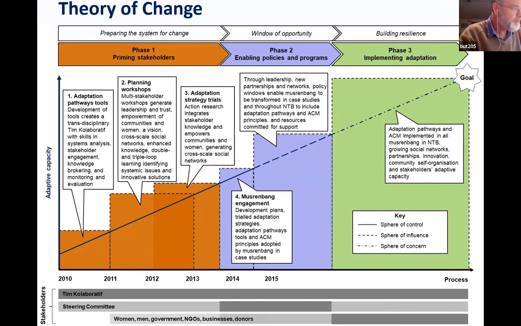And the blue line basically shows, going from left to right, how we anticipated that the adaptive capacity of the system that we were dealing with would increase with time as a result of our activities. The dark solid blue line indicates where we had our sphere of control. That was our project, basically. And then we had some influence over phase 2, and then we had very little influence, but were very concerned about phase 3, which would happen after we finished in roughly 2014.